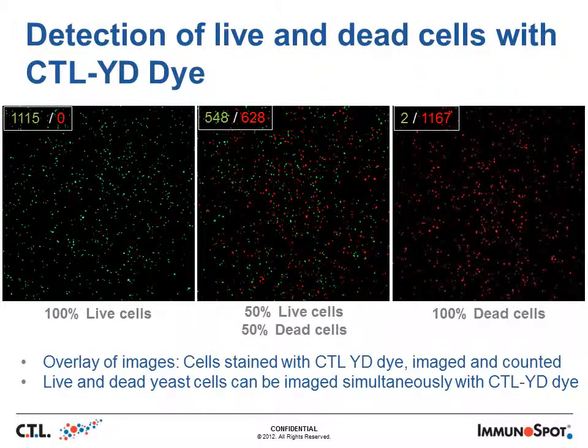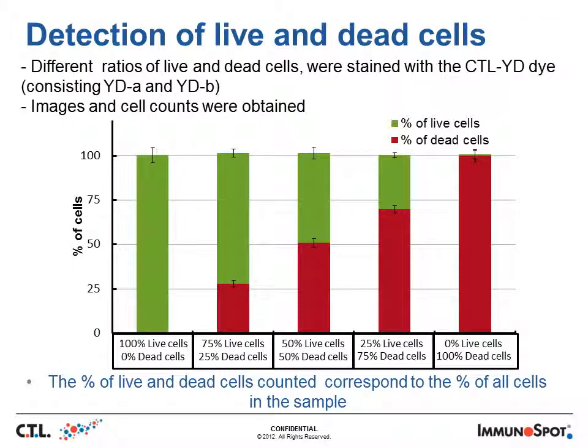However, to determine the accuracy, we mix different ratios of live and dead cells together and stain them with the CTL-YD dye as per the workflow, and the counts were computed by the software. As we can see, the percentage of live and dead cells computed correlate very closely to the percentage of dead cells and live cells added to these samples.